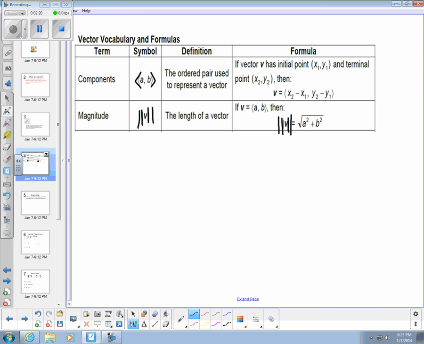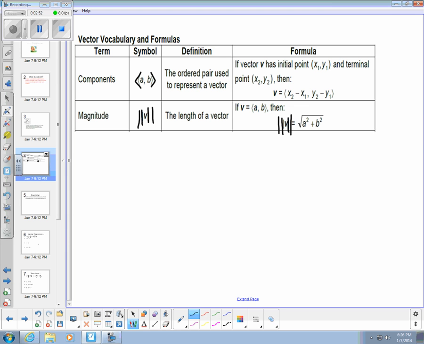When you see the chevrons with two coordinates inside, that's telling you the horizontal and vertical components of your vector. To find the components of a vector, we're going to take the terminal point and the initial point, and subtract the x-coordinates and the y-coordinates. So your formula is terminal minus initial on the x-coordinates and terminal minus initial on the y-coordinates: x2 minus x1 to get the horizontal component, y2 minus y1 to get the vertical component.